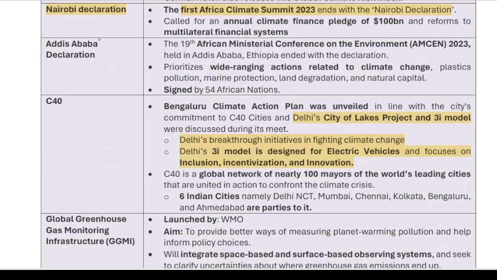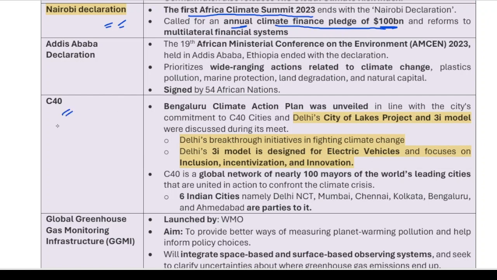What is the Nairobi Declaration? The Nairobi Declaration was launched at the first Africa Climate Summit 2023 by African countries. A climate funds annual pledge of 100 billion has been made in this Nairobi Declaration.